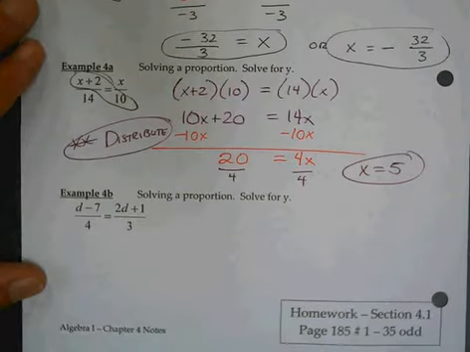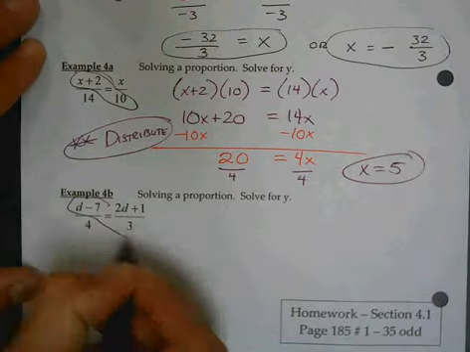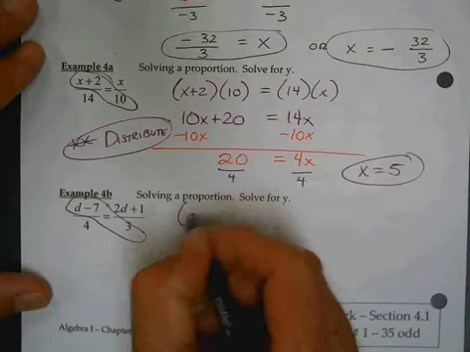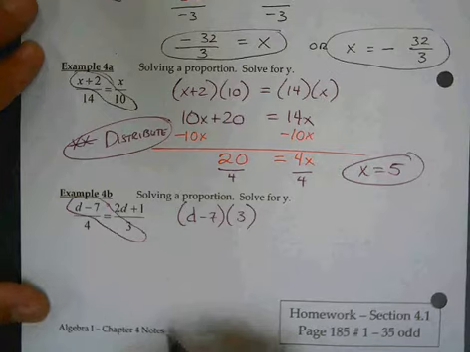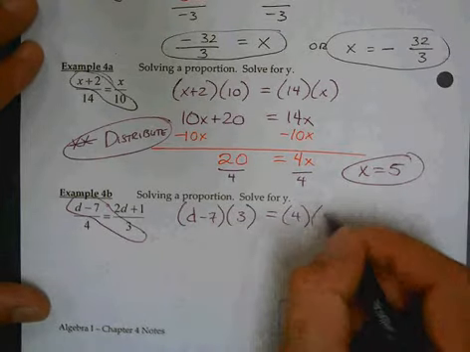Looking down at the bottom. Circle your diagonal. Okay? And let's write it out. D minus 7 times 3 equals 4 times 2d plus 1.